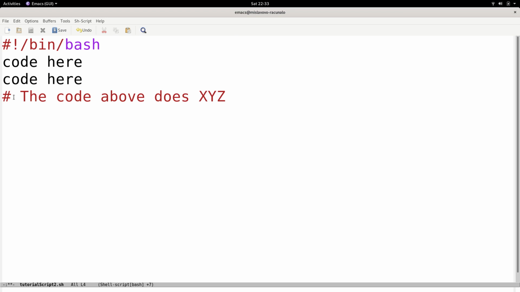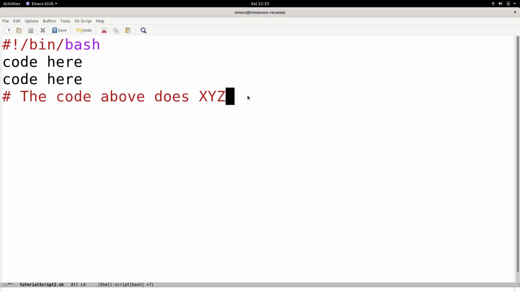Now note that comments start with a hashtag and they're in that regard similar to the shebang. However, the shebang has the exclamation mark while comments do not. So actually this is a comment, this is a shebang. And again, comments serve for human readableness.